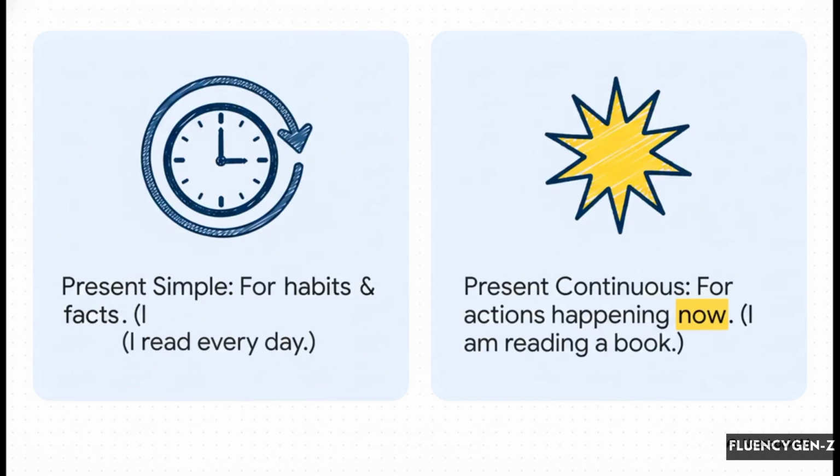And just one more quick thing to keep in your back pocket. Don't mix this up with the present continuous. Remember, present simple is for your habits and for facts, like I read every day. Present continuous with the ing is for what you're doing right now. I am reading a book. It's a simple but really important difference.